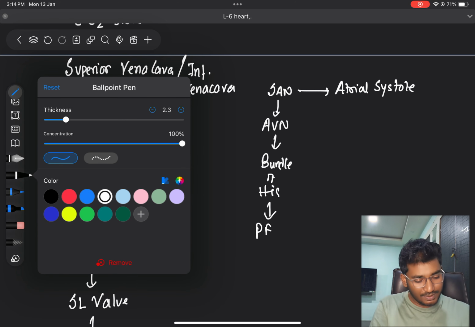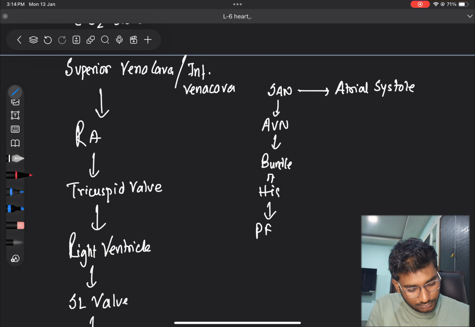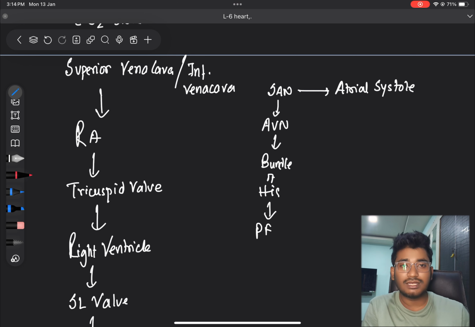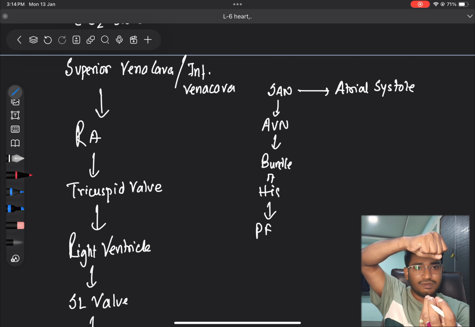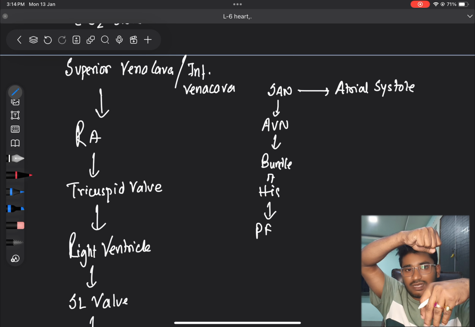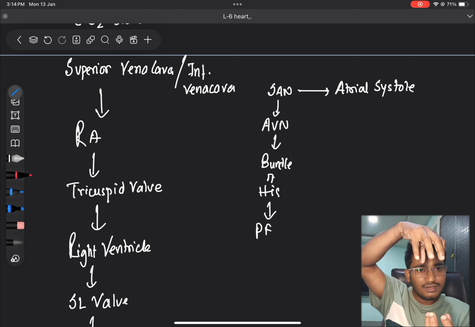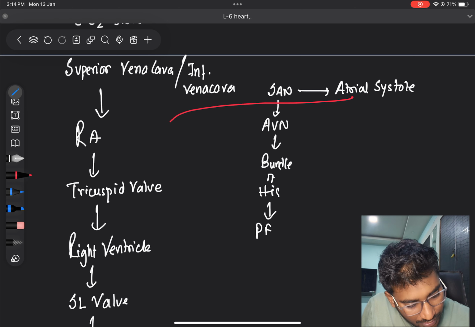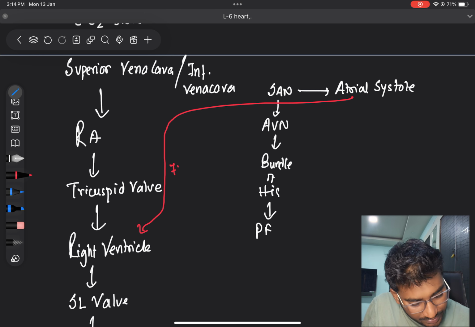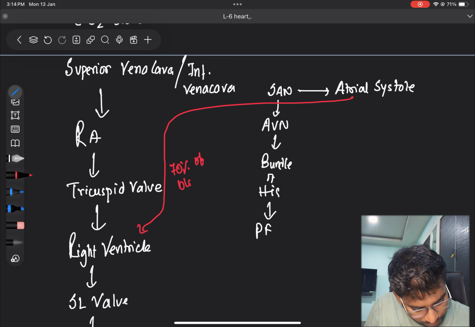Okay. Now what happens? This is the atrial systole. Actually, when the atria contract, the tricuspid valve opens due to the pressure of the contraction of the atria. The blood comes from the right atrium to the right ventricle. Now this atrial systole generally gives 70% of blood filling.